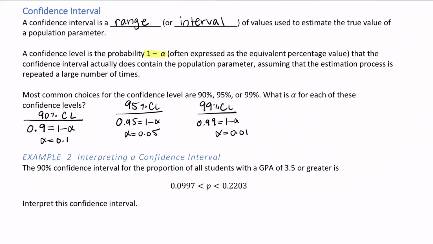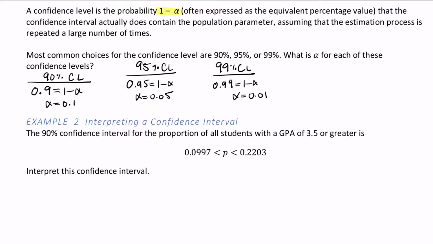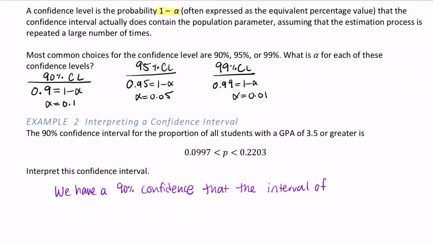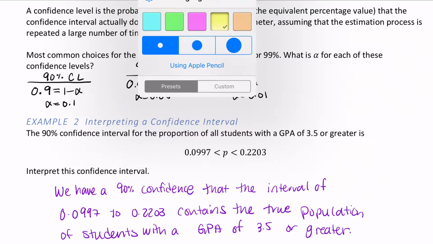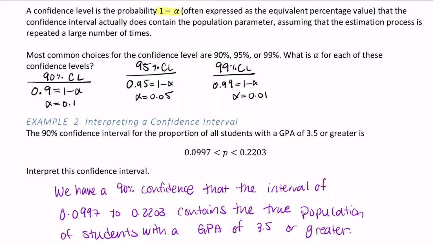Let's look at example 2. Example 2, interpreting a confidence interval. The 90% confidence interval for the proportion of students with a GPA of 3.5 or greater is below, right here. Interpret this confidence interval. We have 90% confidence that the interval, and that is from here to here, contains the true population proportion of students with a GPA of 3.5 or greater.